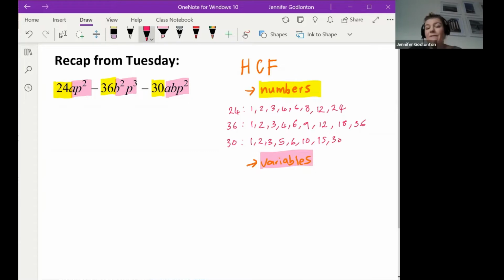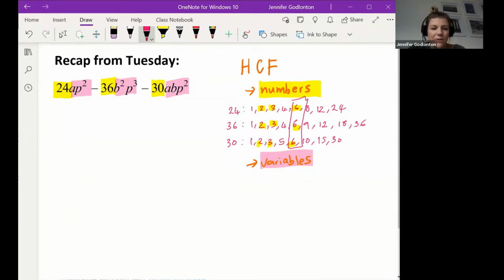Okay, so those are our factors of those three numbers. We've got the factors of 24, the factors of 36, the factors of 30. The first step is to see what are our common ones, so which numbers are common in all of them. Remember, 1 doesn't count, so we never use 1. But we can see that 2 is common in all of them. We can see that 3 is common in all of them. We can see that 6 is common in all of them, and then nothing else is common. And so the one that is the highest common factor is 6.